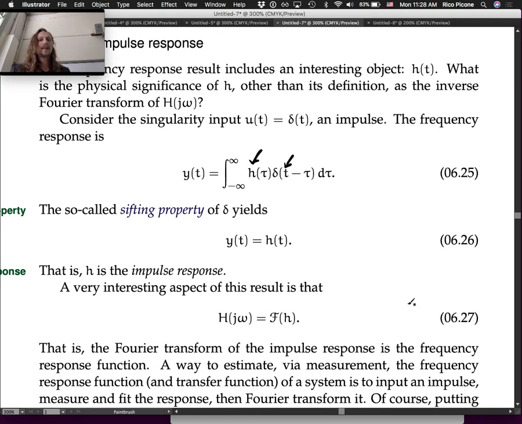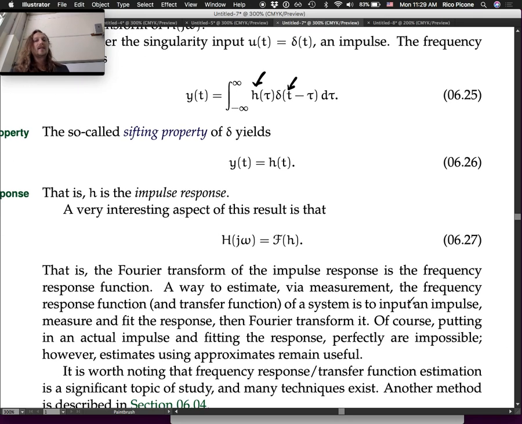A very interesting aspect of this result is that h of j omega is equal to the Fourier transform of h. This is by definition, right? The Fourier transform of the impulse response is the frequency response function. A way to estimate via measurement the frequency response function, and therefore transfer function of a system, is to input an impulse, measure and fit the response, then Fourier transform it. Of course, putting in an actual impulse and fitting the response perfectly are impossible. However, estimates using approximations remain useful.